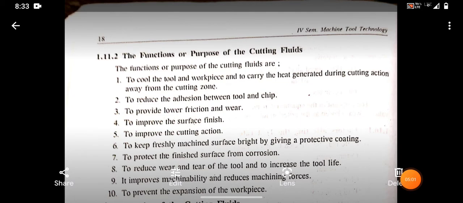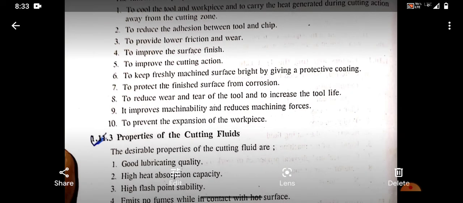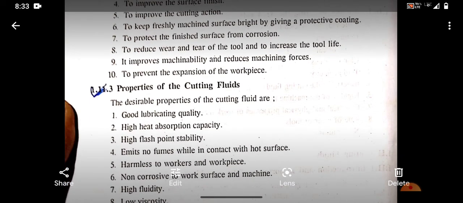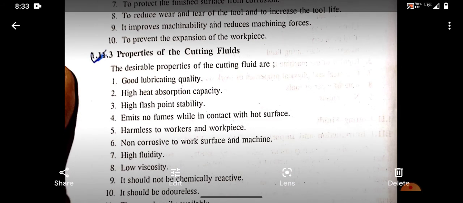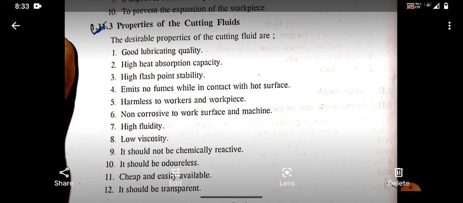To provide lower friction and wear, it requires to improve surface finish, to improve the cutting action, to keep freshly machined surface, to protect the finished surface from corrosion, reduce the wear and tear. It improves machinability and reduces the machining forces, and finally it prevents the expansion of the workpiece. Just now I already discussed this.